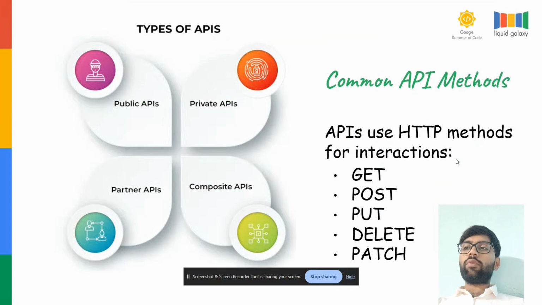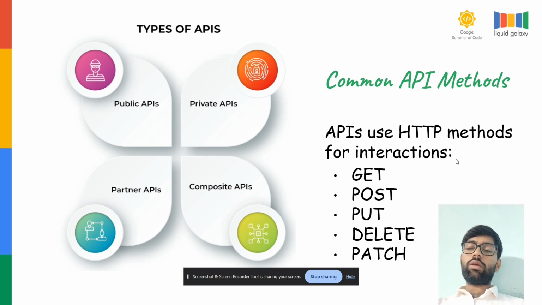Now, what are the types of API? There are four major types of API. One is public API, second is private API, third is partner, and fourth is composite. Now, what does a public API mean? Public APIs are the APIs that are commonly available and open. Examples are Google Chrome, Google Maps, etc.